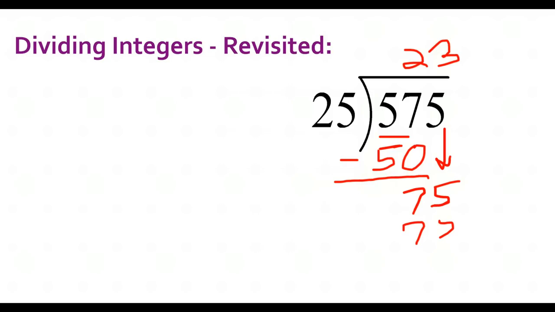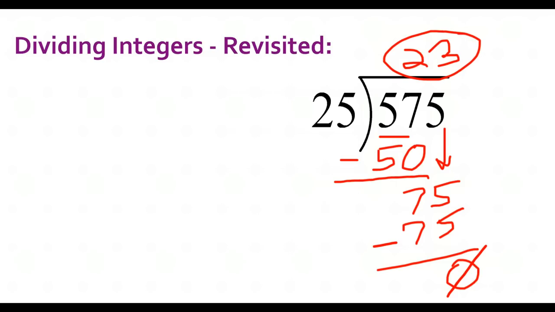We'll finish with this process down here. We are out of digits. We have a 0, so this is our quotient. 575 divided by 25 is 23.